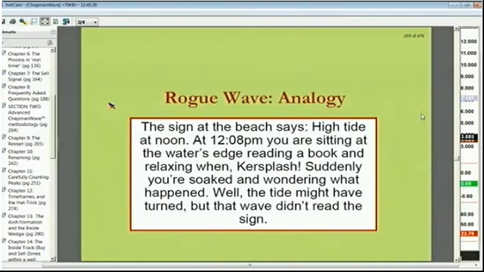It's like there was a sign at the beach that said high tide at noon, and at 12:08 you're sitting there on your towel right at the edge thinking, well, the tide's going out, and there's this big splash. You look around, but the water's on its way back already. Where did it come from? Well, that's exactly what happened here to Costco.